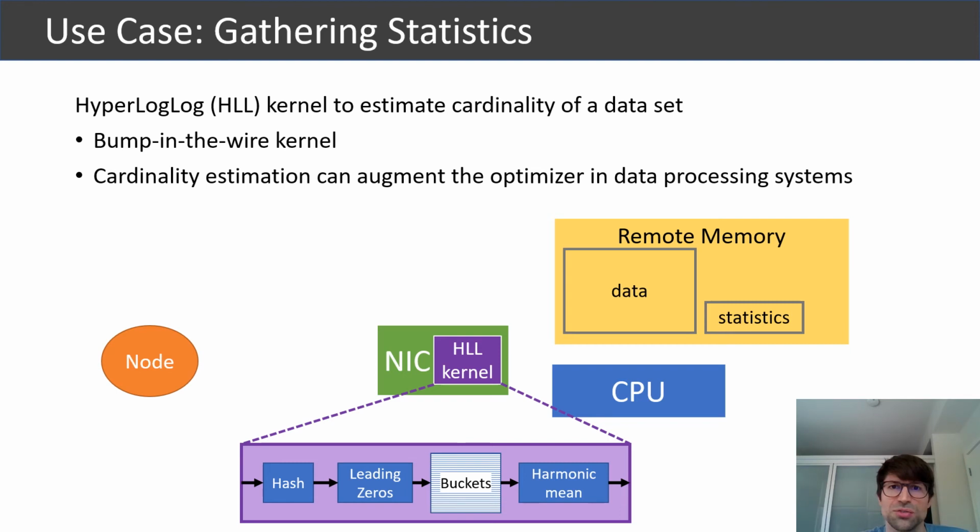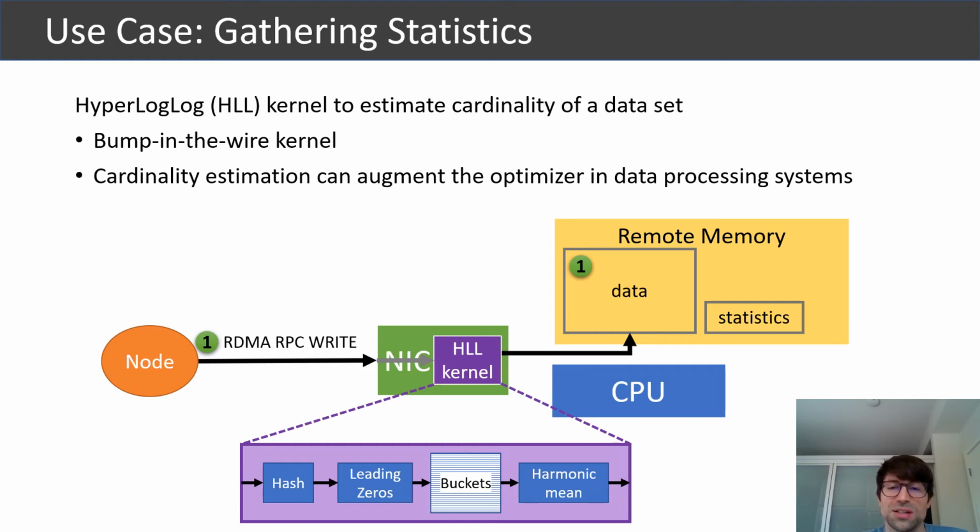The implementation of the HyperLogLog kernel is fully pipelined, such that it can keep up with the data rate of the network. In this setup, the HyperLogLog kernel operates on a dataset that is received. While data is being received, it is written to the host memory and at the same time streamed through the HyperLogLog kernel. The kernel continuously updates its internal state.